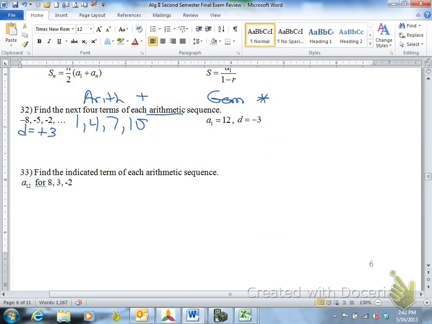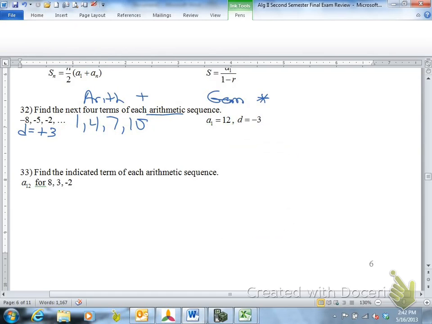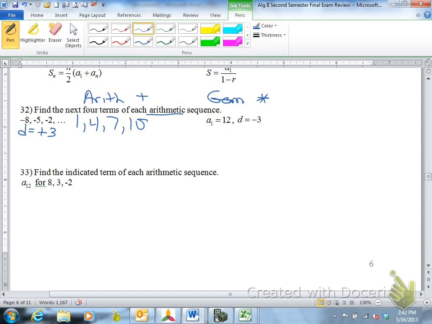That's better. On the next one, you're told d is -3, so that's just saying subtract 3 until you get the next 4 terms. Find the indicated term of the arithmetic sequence.